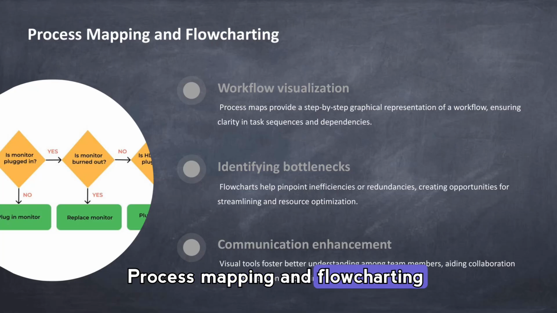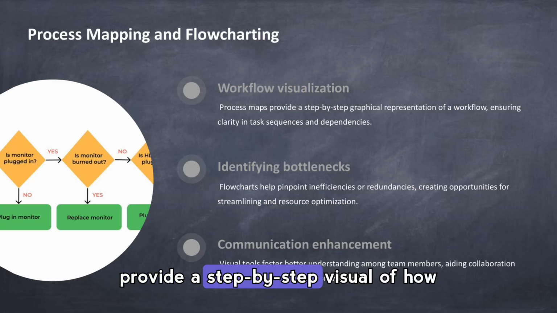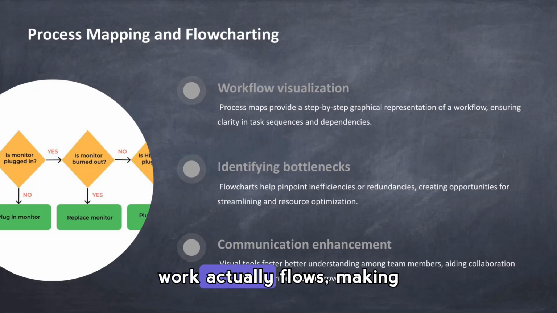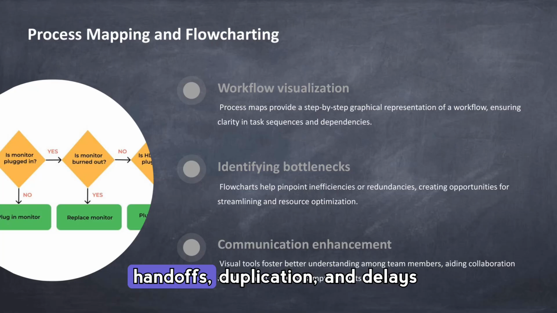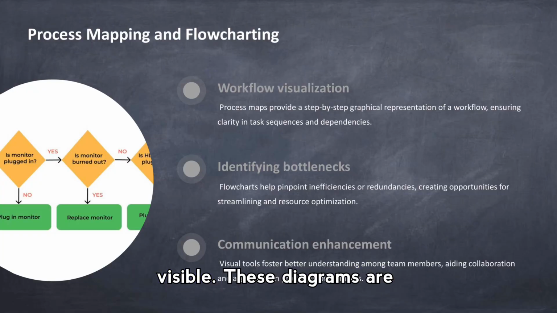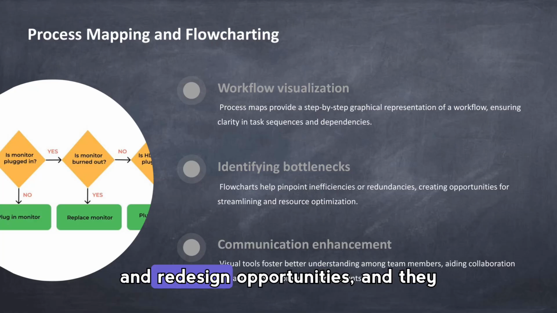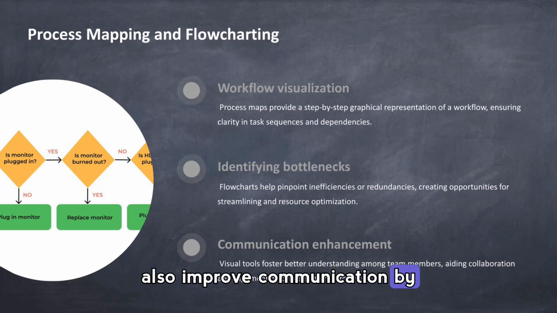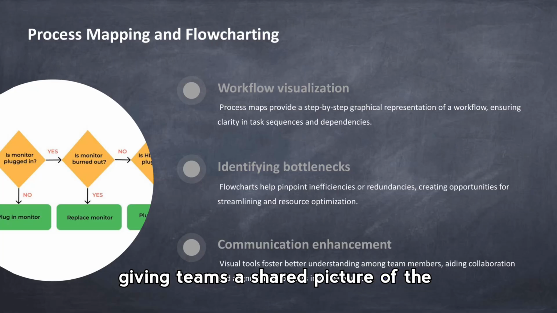Process mapping and flowcharting provide a step-by-step visual of how work actually flows, making handoffs, duplication, and delays visible. These diagrams are invaluable for spotting bottlenecks and redesign opportunities, and they also improve communication by giving teams a shared picture of the process they are improving. Visual clarity speeds alignment and action.